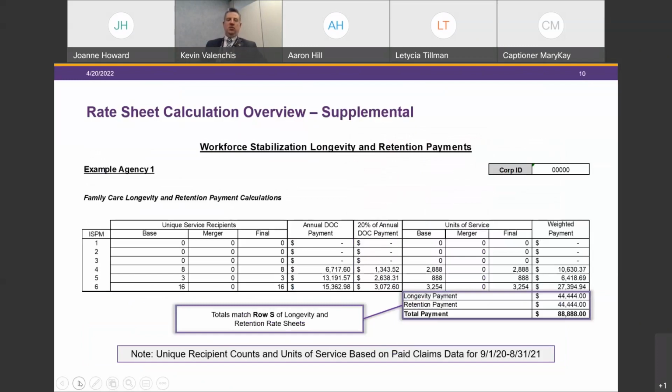So as I promised, we're talking a little bit here about the supplemental payment calculations. Again, you see the same example, right? Corp 000, so we know it's the same agency. But here we're trying to talk more about the family care payment. The next slide will talk about the self-directed, self-hired payment.